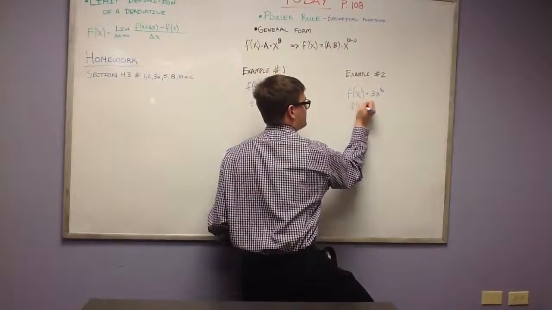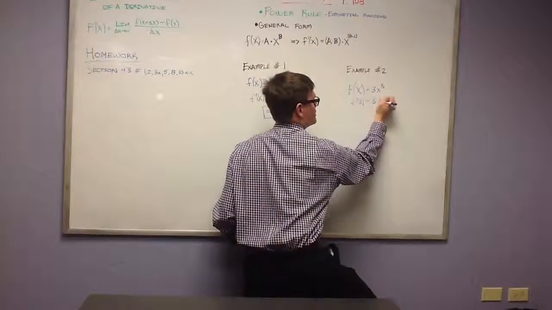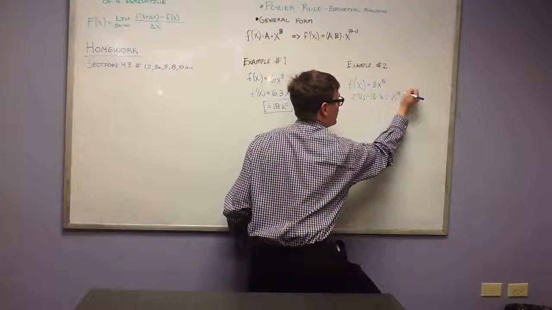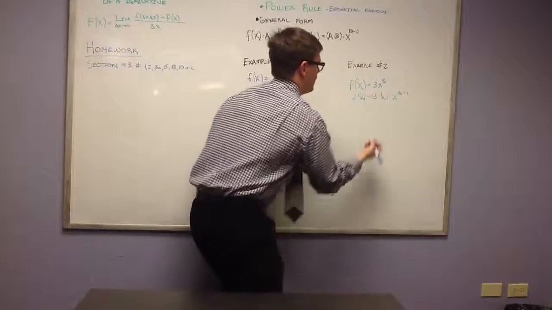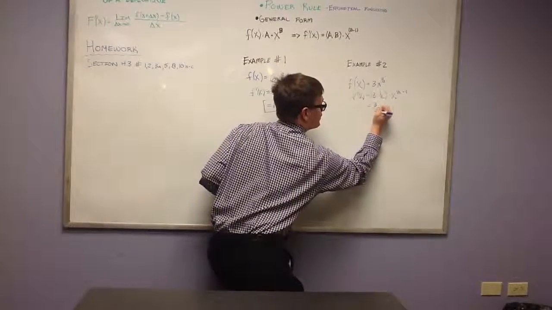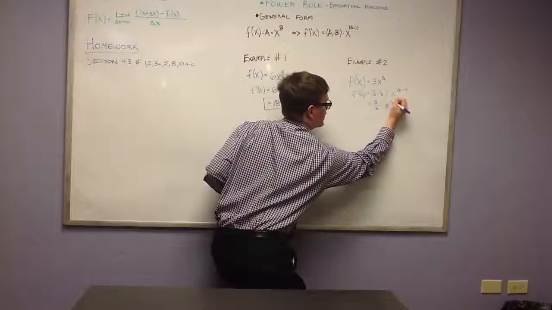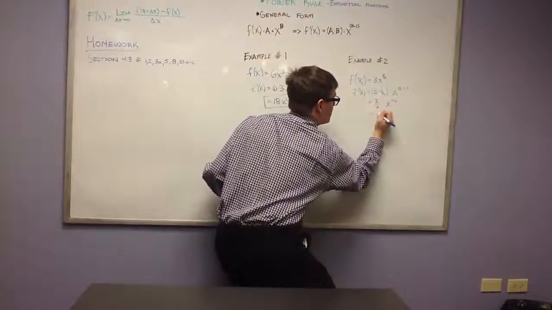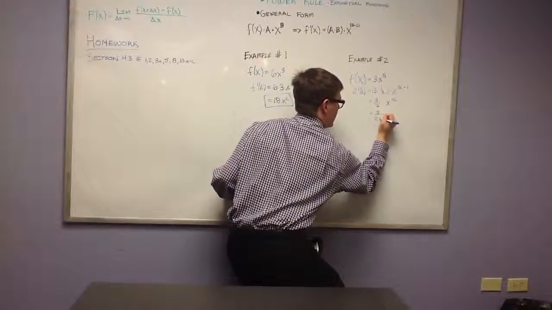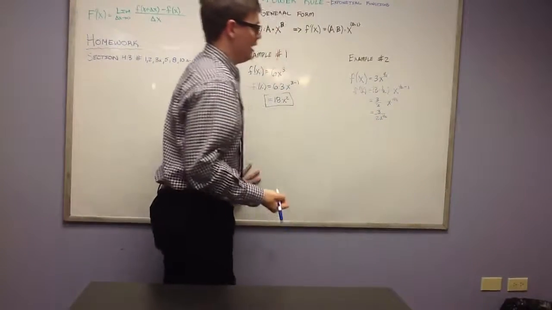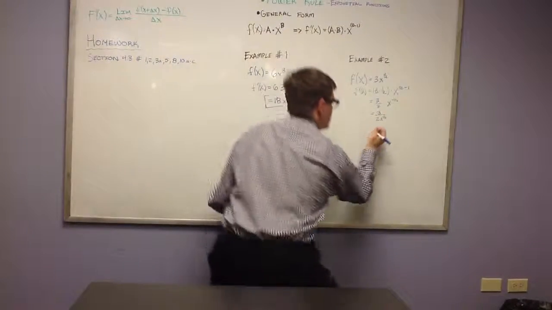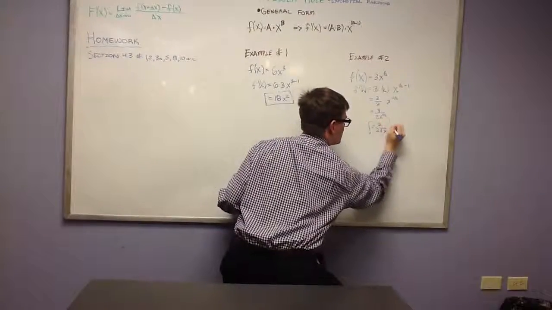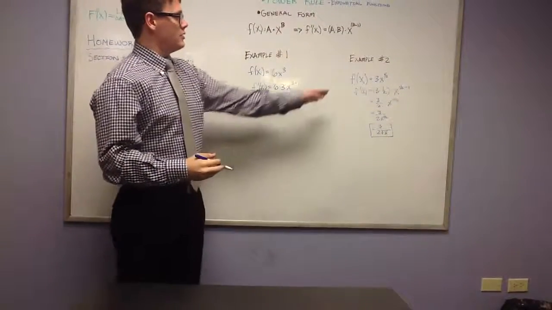f prime of x will be equal to a times b once again times x to the 1 half minus 1 power. This then simplifies to 3 halves times x to the negative 1 half power. As you may recall from your algebra class, this can be re-simplified to 3 over 2x to the 1 half. Now if we put this in radical notation, it would then yield 3 over 2 square root of x. This is the final answer. This is the derivative using the power rule.